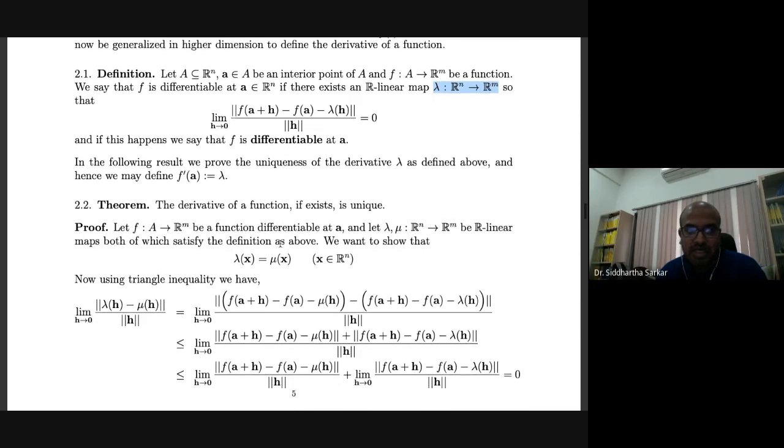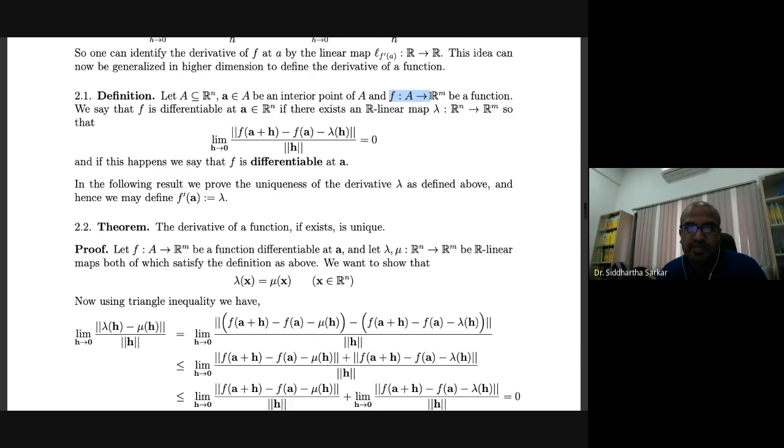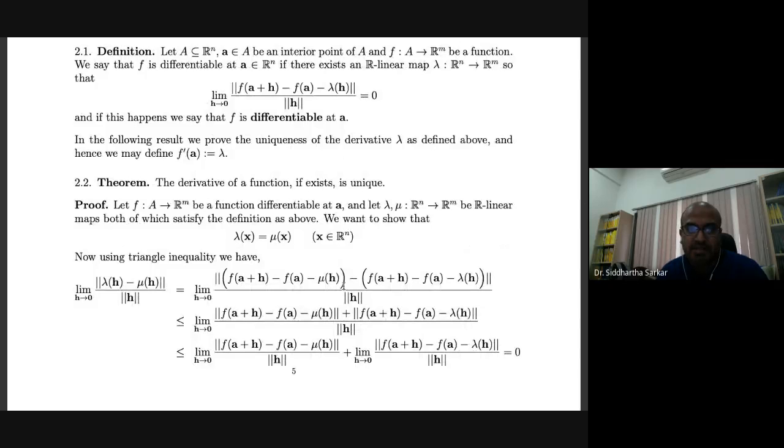So what you do is you take a function f from A to R^m, and let's say I have two linear maps, both of them satisfying the condition given in the definition of derivative. I want to show these two linear maps are exactly the same. That will prove the uniqueness. Obviously, they are the same when I plug in the value 0, because a linear map sends 0 to 0. So I should be able to verify this when I take a non-zero point from R^n. So how do I do this?